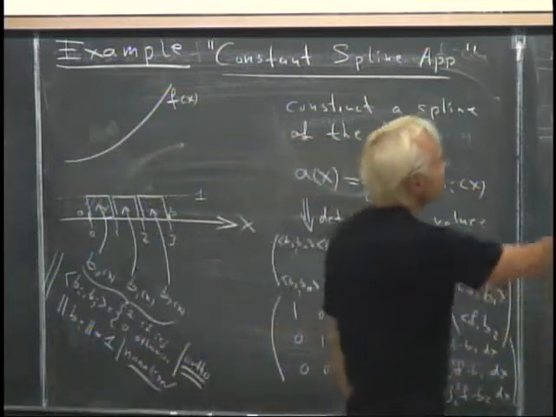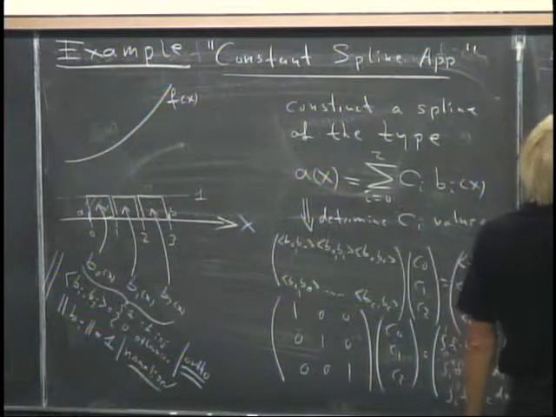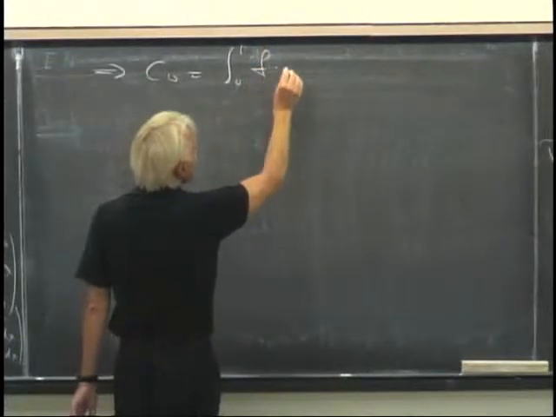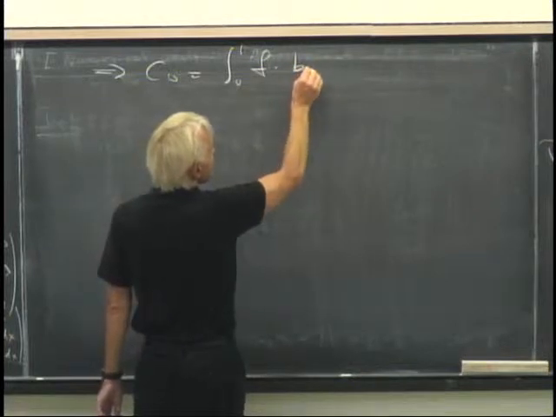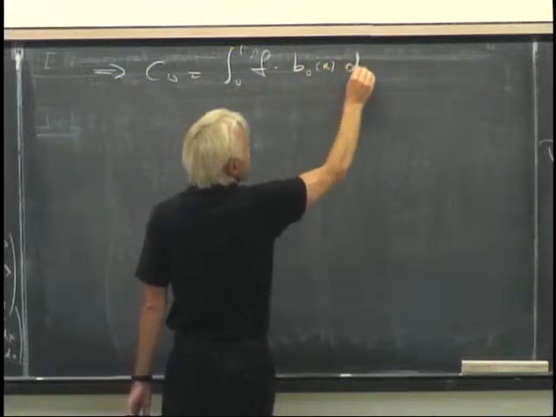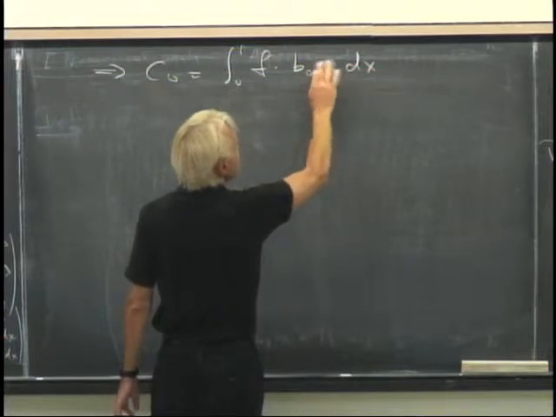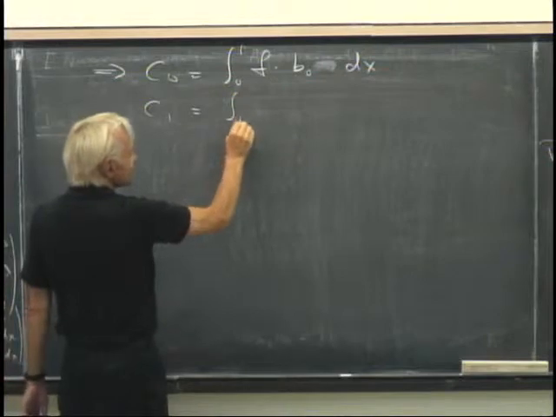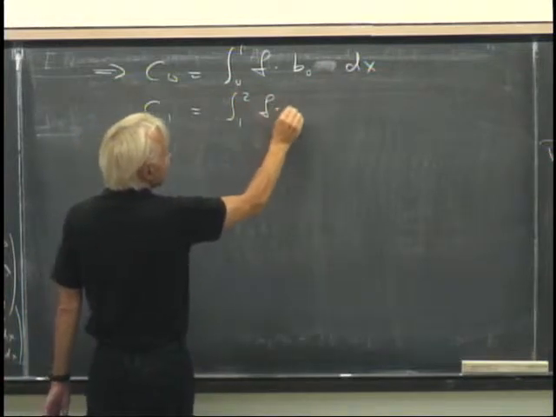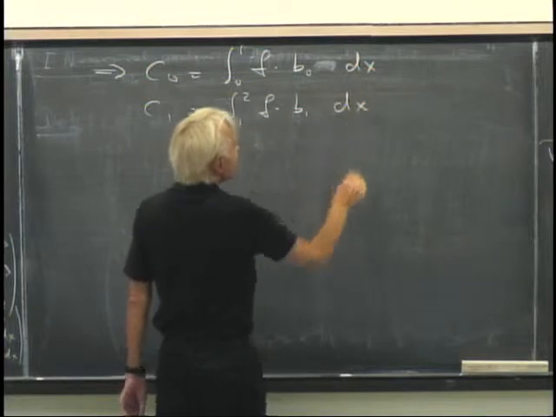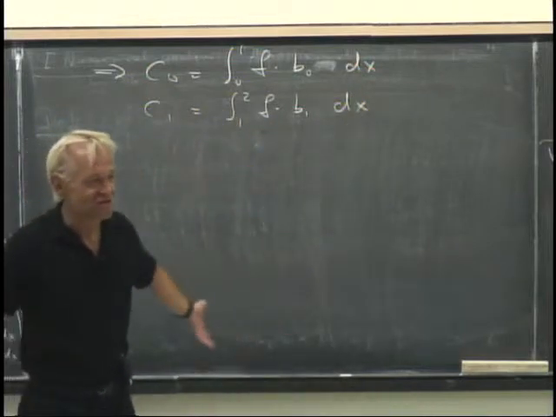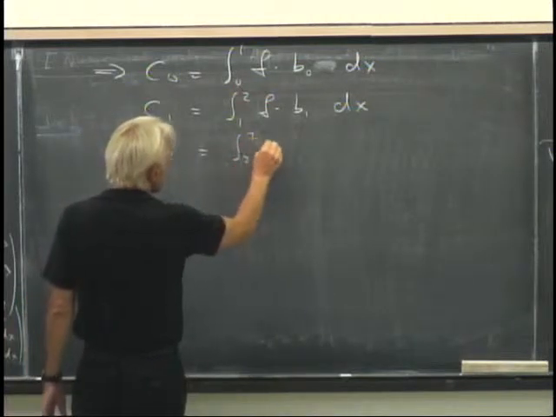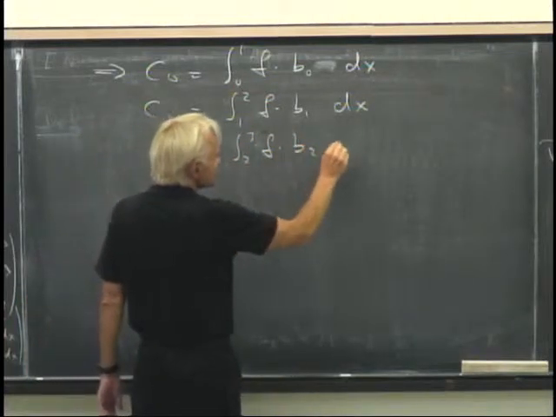So this means C0 is just this integral from 0 to 1 of the given function to be approximated times the basis function B0. I put the argument there, so I don't have to put it again. You know that these are functions. So C1 is the integral over the next interval, f times b1 dx. And you have to tell me what the geometrical meaning of this integral is. So that's all that it boils down to. C2 equals the integral from 2 to 3 of the function times basis 2 dx.